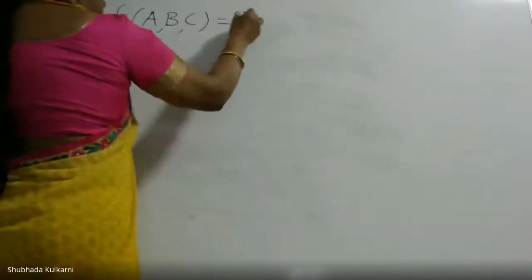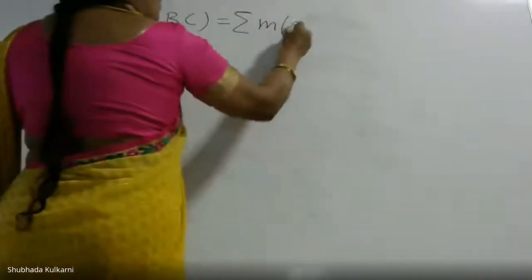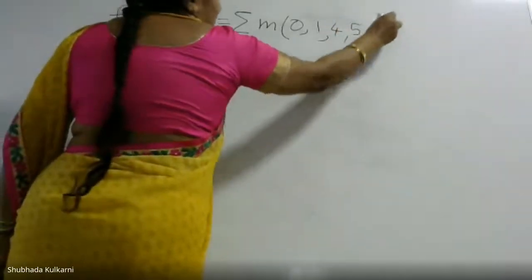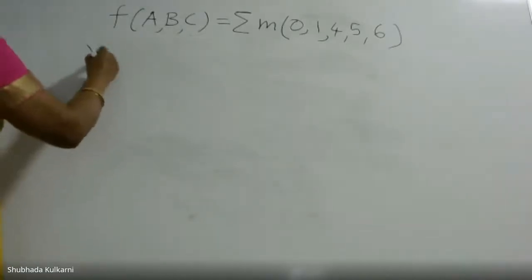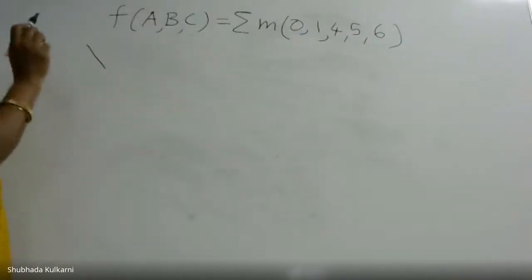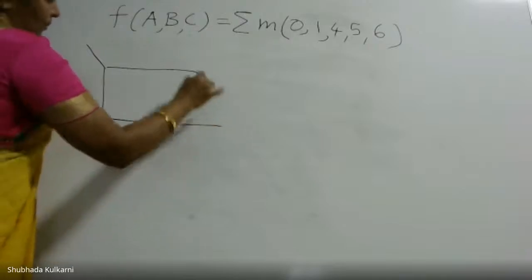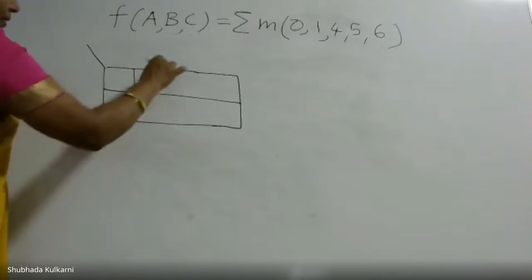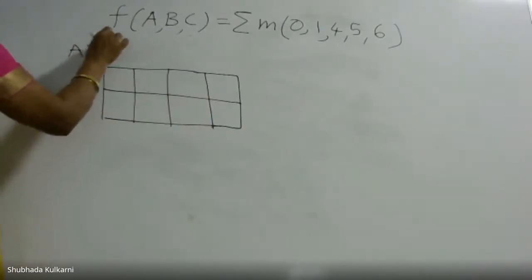Sum of minterms: 0, 1, 4, 5, 6. Same three variables. Actually, the problem is simple, but everyone should understand the whole procedure. Again, three variables, 2 raised to 3 is 8, so you can have 2 rows and 4 columns. So these are 2 rows. We have 4 columns. Variable A on the row side, BC on the column side.